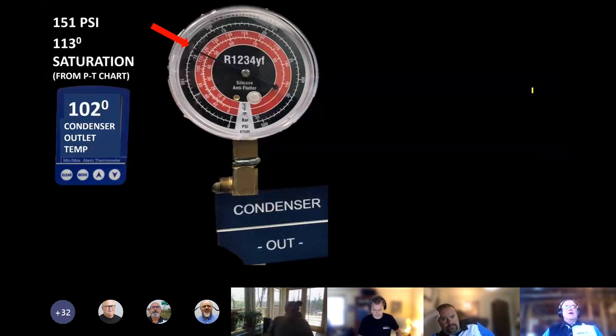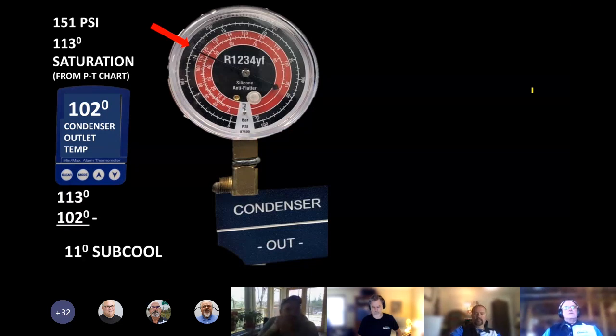Now we need to measure the outlet temperature of the condenser. That's where we need that nice contact thermometer that we talked about last week. Do not try to use an immersion thermometer sensor that comes with your meter. They're not nearly as accurate because the thermocouple is so small. But if we measured 102 degrees, we simply subtract the actual temperature from the saturation temperature and we get 11 degrees of subcool. Now, the documents that I have made for you give you the specifications for most cars. And 11 degrees of subcool on the condenser is a pretty good reading.